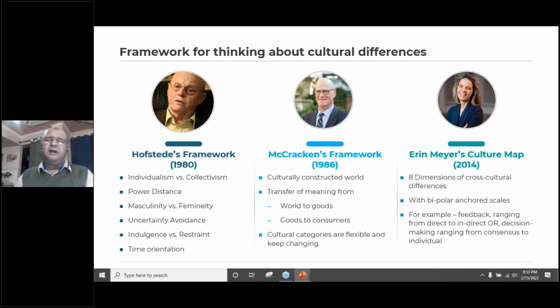McCracken's framework is more adapted to qualitative research. He talks about a culturally constructed world, where cultural categories are also culturally constructed. They are flexible and keep changing, so they are cultural groups in a way. Think about millennials and Gen Z. Transfer of meaning happens from the culturally constructed world to the world of goods, and from goods to consumers.